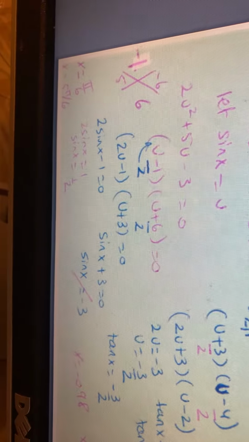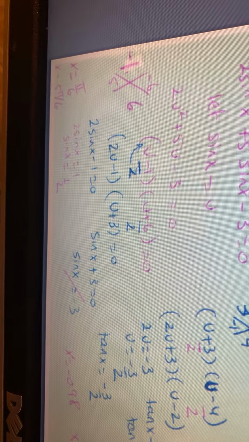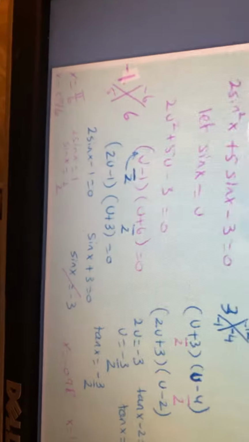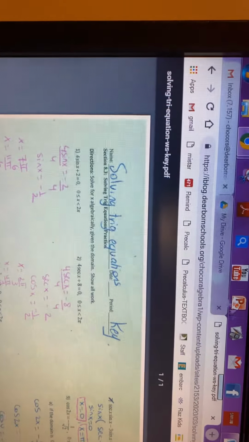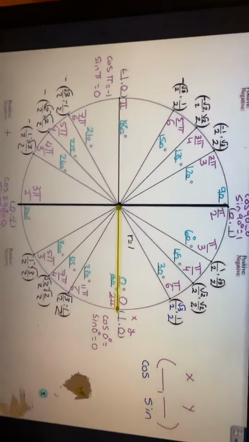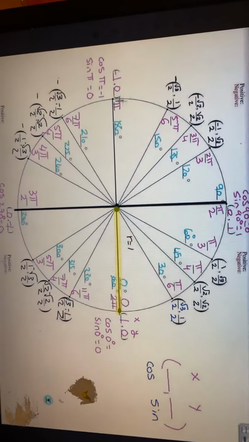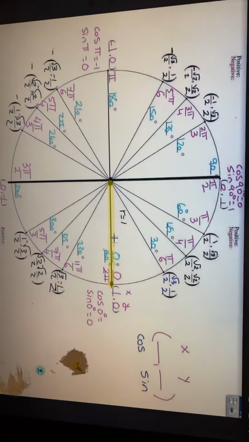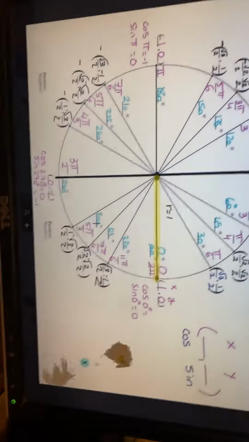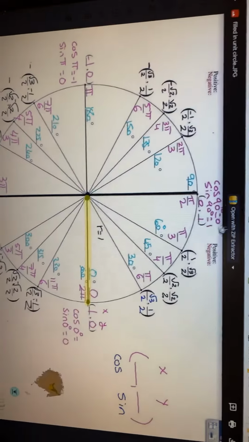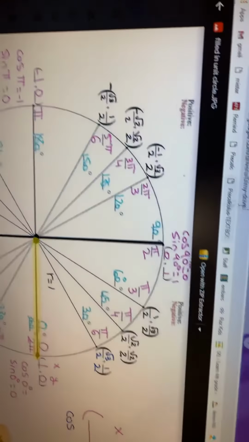Sine equals -3. That's not acceptable because, as you guys remember, sine and cosine both have to be between -1 and 1. And if you remember, the reason is on the unit circle, it's a unit circle, so the radius is 1. It goes from -1 to 1 for cosine. Also, it goes from -1 to 1 for sine. So that solution is not acceptable.